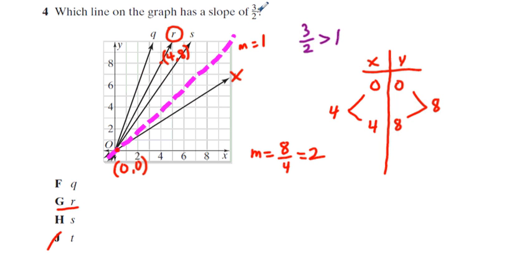We need a slope of 3 over 2. So R is not going to work because of that. And between the remaining choices, line S and line Q, S is going to have to be the right answer, because it's going to be less than 2. So 3/2 is less than 2. Therefore, S is the correct answer.